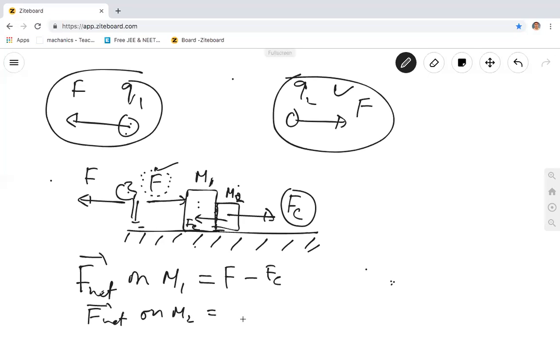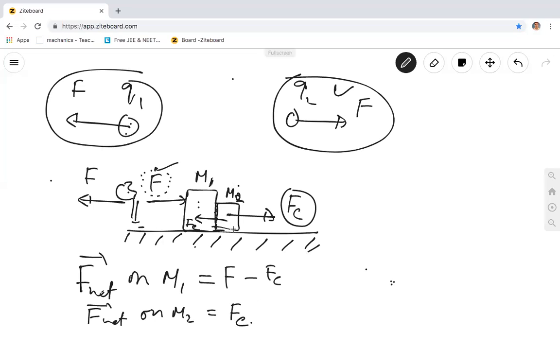On M2 is FC. Okay, so if F is acting on M1, what is the net force on M2? FC minus F? No, that is not good. Only FC.